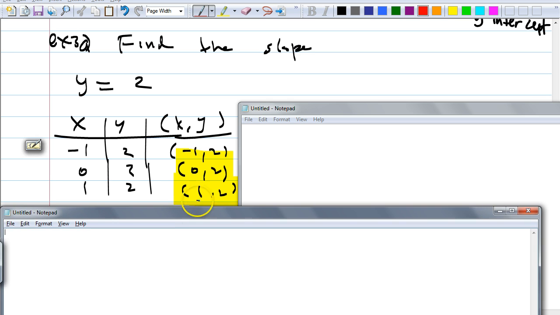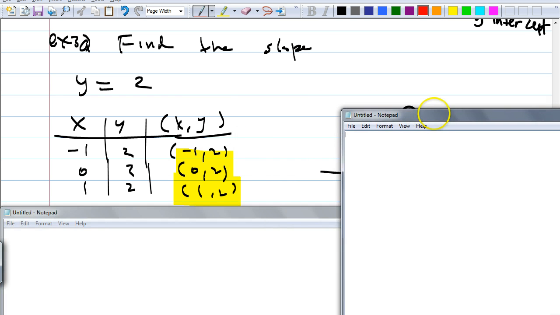So here, I chose nice numbers like negative 1, 0, 1. Y is always 2. So once you plug into this formula, which 2 points would you like to choose? Okay, so 0, 2, and then 1, 2, right? You don't have to use negatives and so forth.